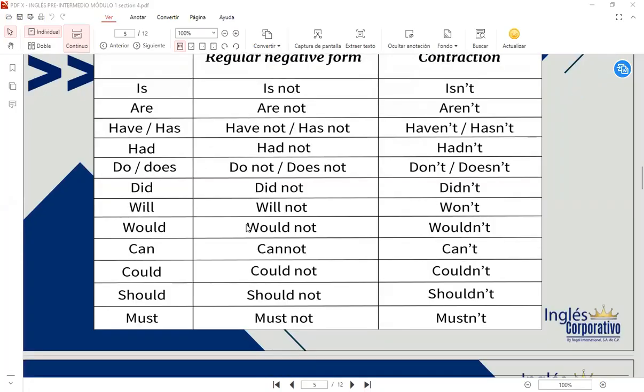Those are auxiliary verbs. Aquí están mezclados. Hay unos que están en presente, otros que están en pasado. Ejemplo, did es el pasado de do y had es el pasado de have or has. ¿Cuál es la diferencia? Que cuando están en pasado no es necesario hacer ningún cambio y lo podemos ocupar para terceras personas, pero eso lo van a ver luego.